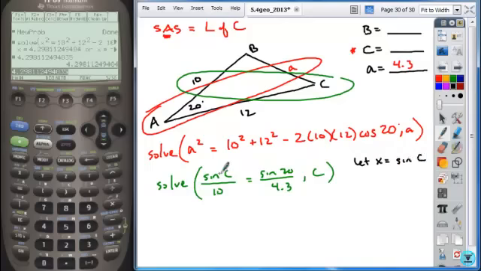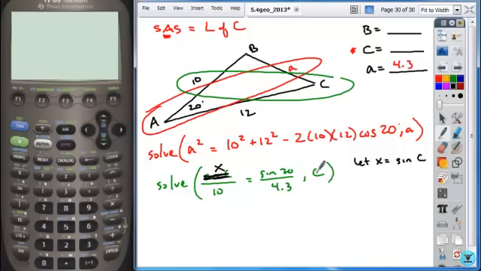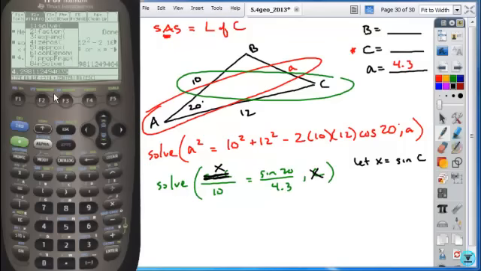So we're going to let x be sine of C. I'll make that replacement here, and I'll solve for x. Using the solve feature, the F2 algebra tab, choose solve. x divided by 10 is equal to sine of 20 divided by this value 4.3. Here, if you didn't enter it on a display line by itself, you'd have to go up and get rid of all the x equals at this point. And we want to solve for x.